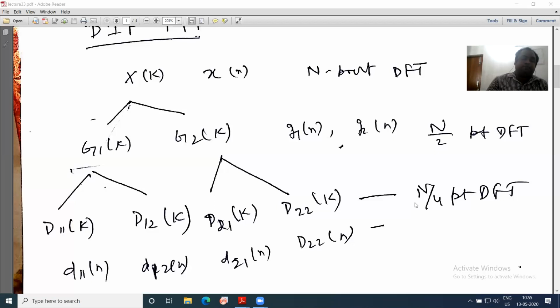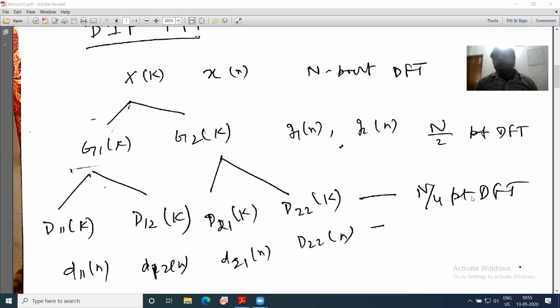Agreed? Any doubt? No doubt. I think the philosophy of the algorithm is now very much clear. What is the target and what is the difference between these two algorithms, that we have understood. What is the similarity between these two algorithms, that is also we have understood.